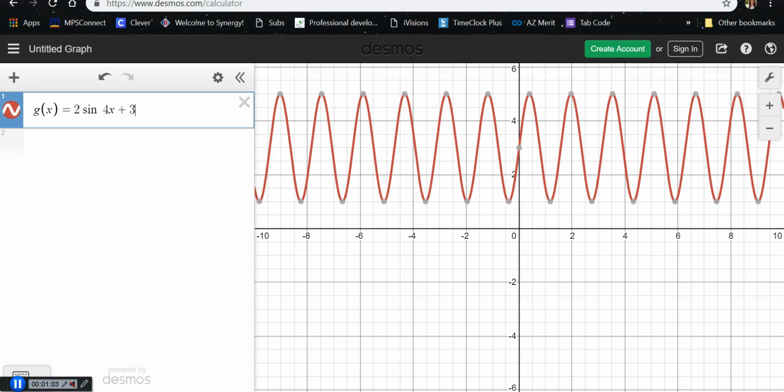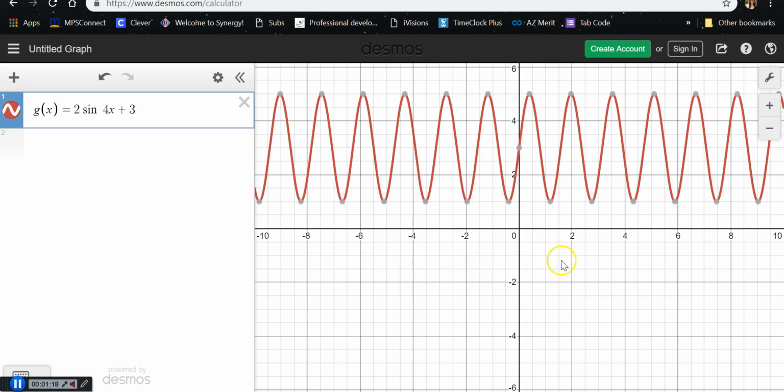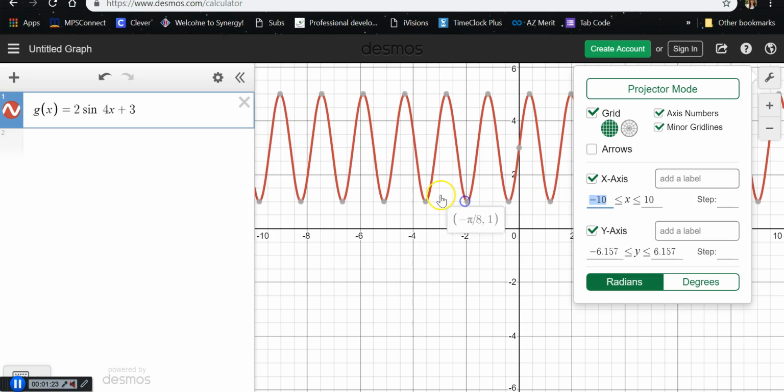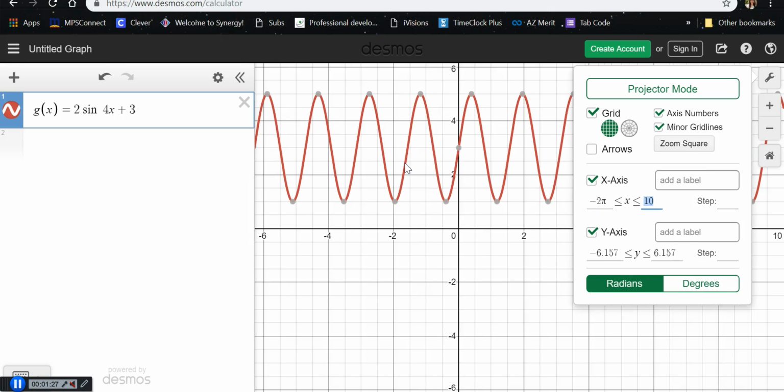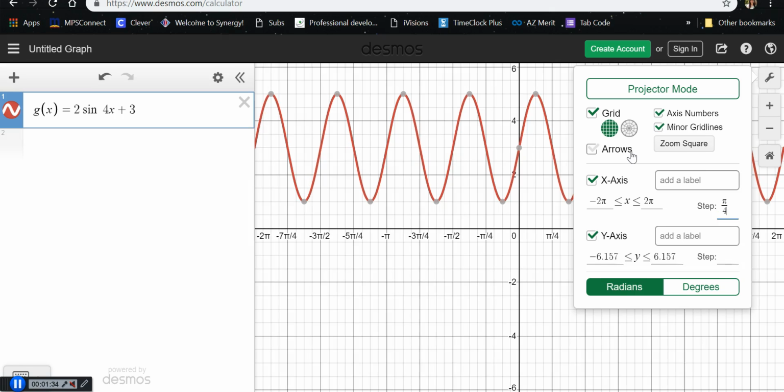Okay, so what I want you to do is notice the graph on the paper. Notice the graph on the paper has pi's, and this graph on Desmos does not. Desmos has numbers instead of pi's. So if I click the wrench, go to my x-axis and type in negative 2 pi, and then positive 2 pi, and then go over here to step, I want it to be in pi fourths.